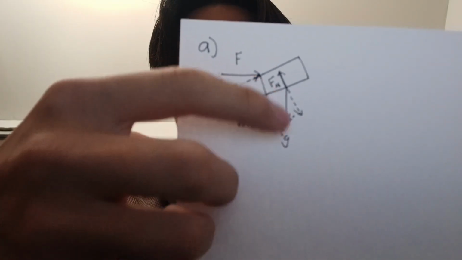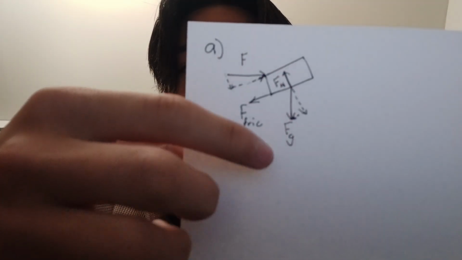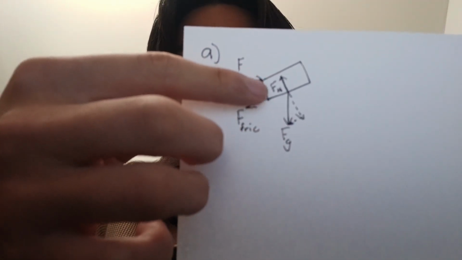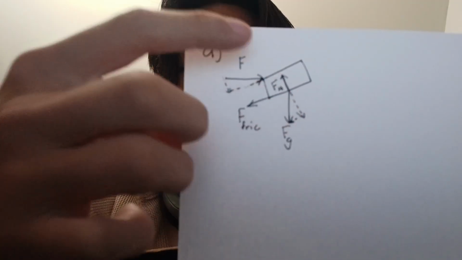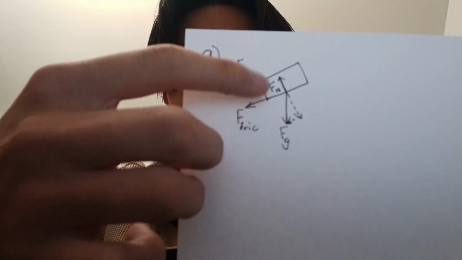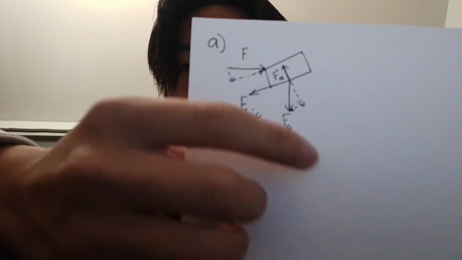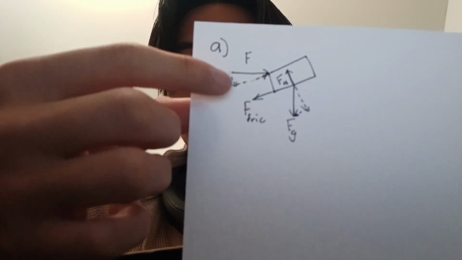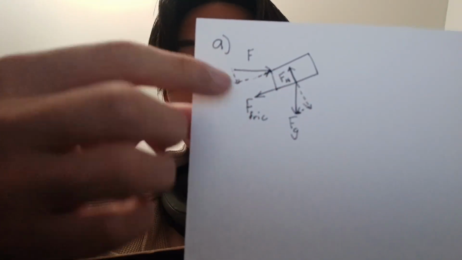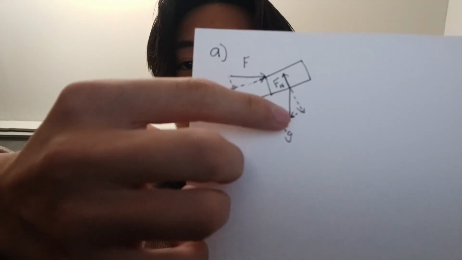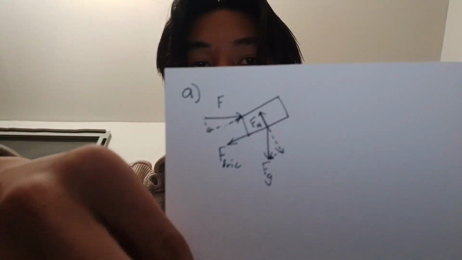This is the force of gravity acting on the block. It's just straight down. And then this is the normal force of the surface acting up against the block. Normal force is always perpendicular to the surface, so that's why it's at an angle. And these dotted arrows here are the components of F and the components of Fg, which we will be using later.